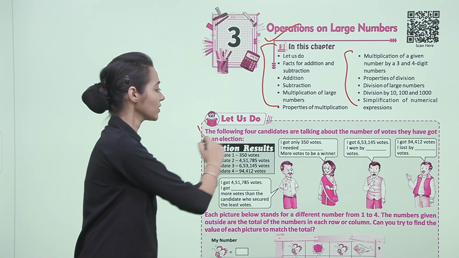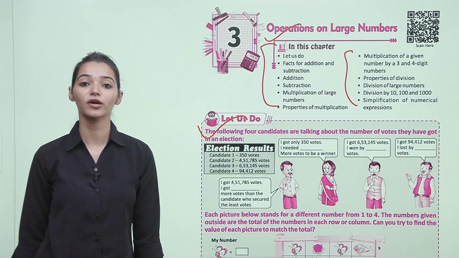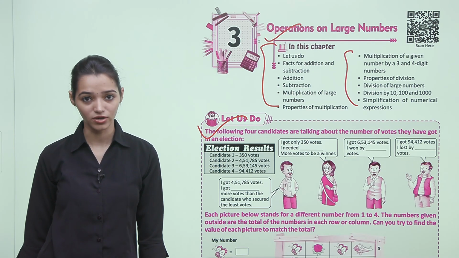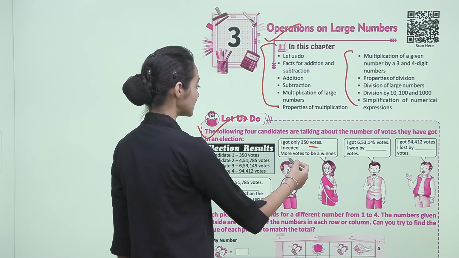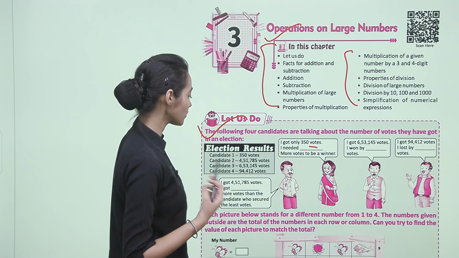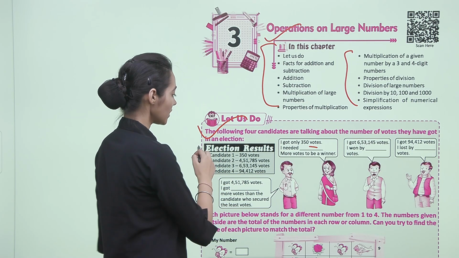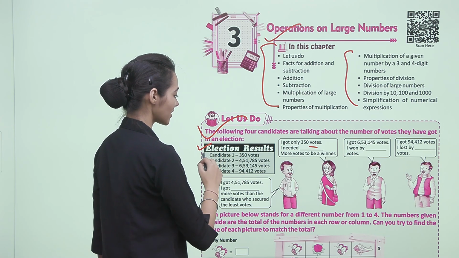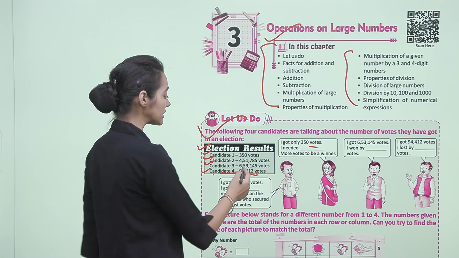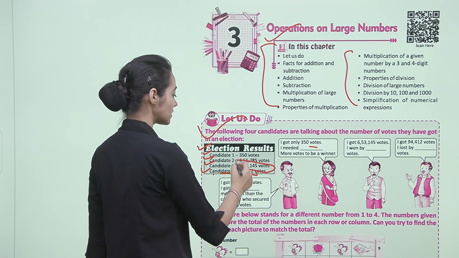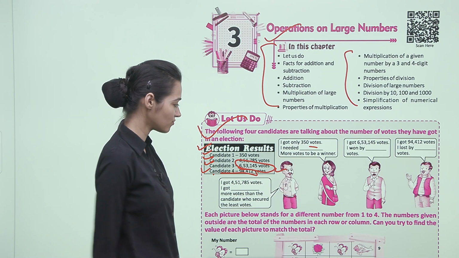Now let us do. Here are the following 4 candidates. They are talking about the number of votes they have got. Now I have got 350 votes. I needed dash more votes to be a winner. So here are the votes of election results of candidate 1, candidate 2, candidate 3 and candidate 4. Now this is the vote count of the person who has won.